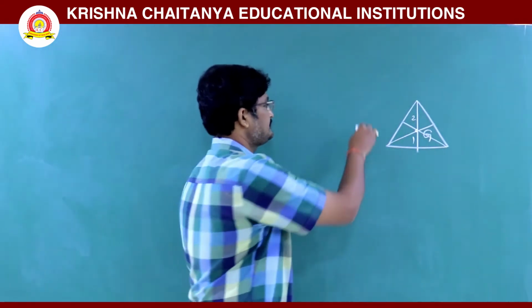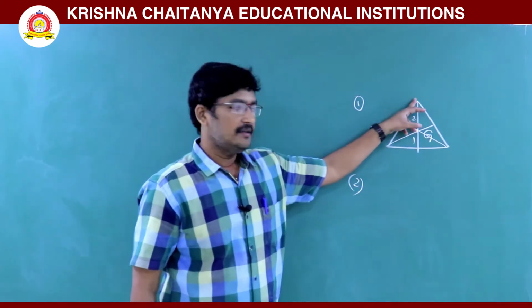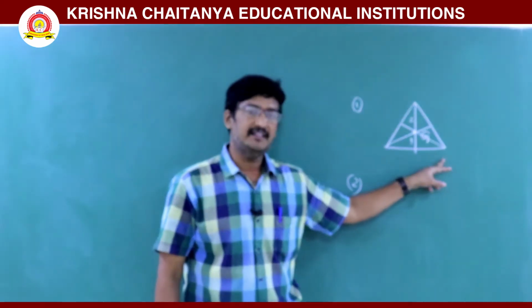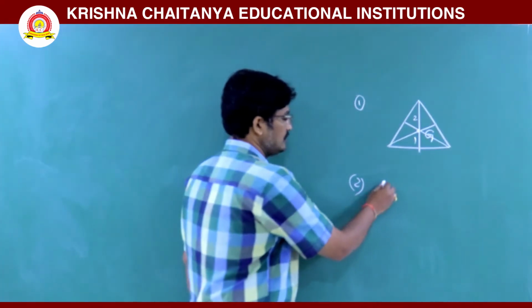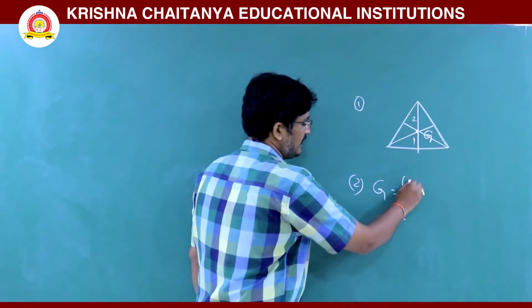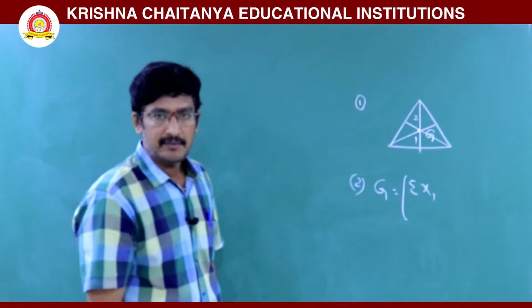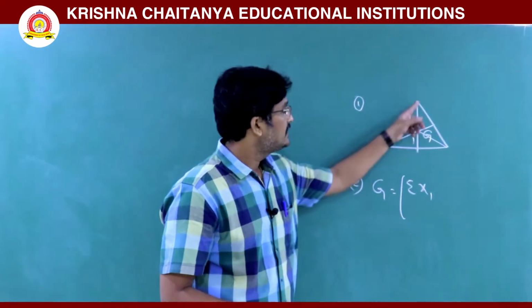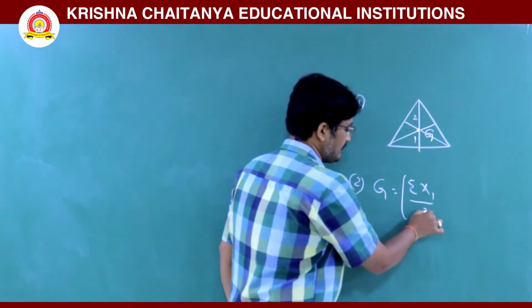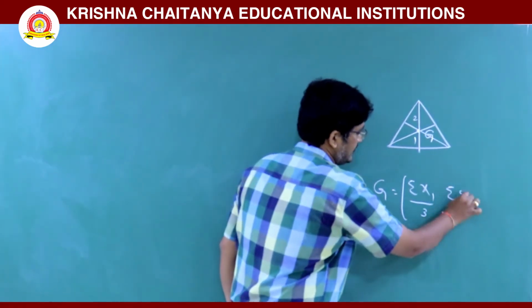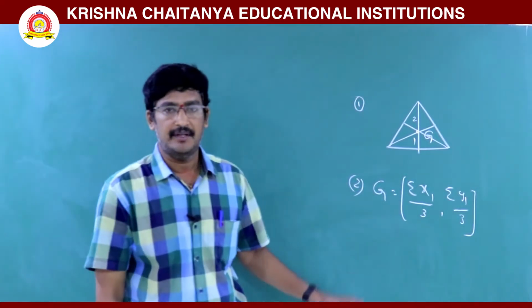The second point: x1, y1, x2, y2, x3, y3 are the 3 vertices of a triangle. Then the centroid G is equal to sigma x1 by 3, which is x1 plus x2 plus x3 by 3, the addition of the abscissas of these 3 vertices divided by 3, and sigma y1 by 3. This is the centroid. This is the second point.